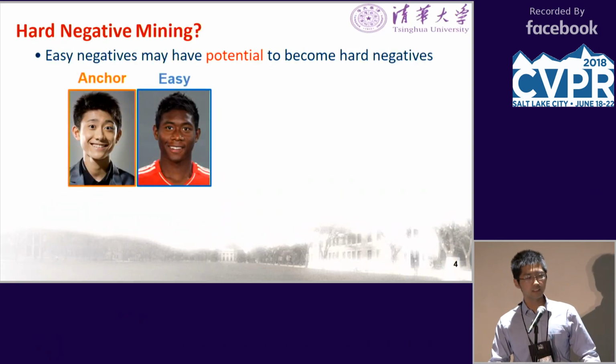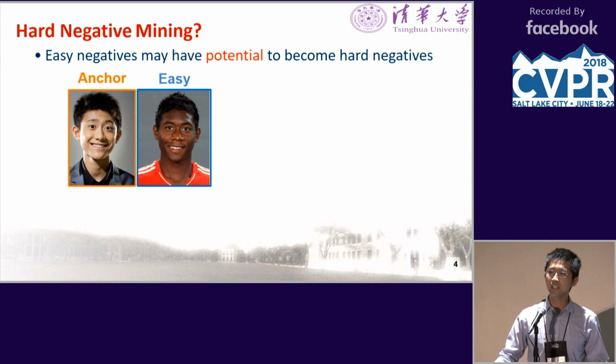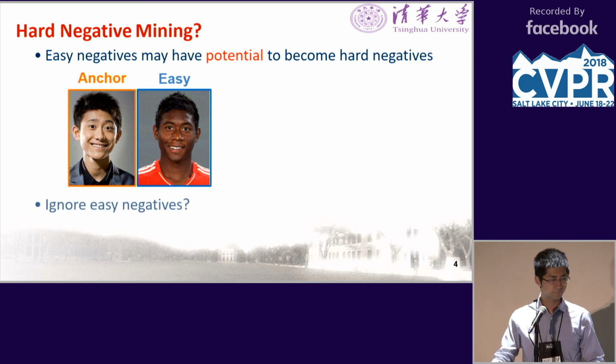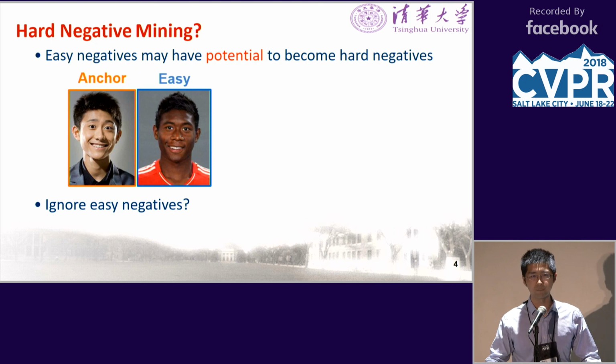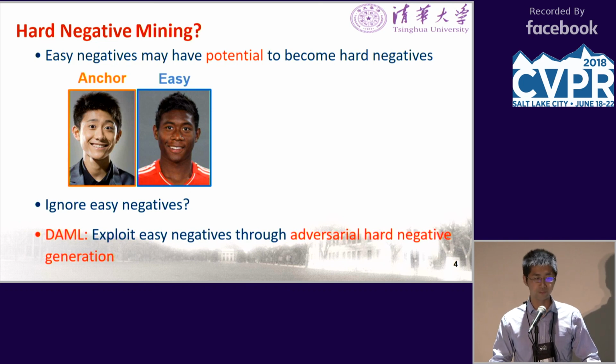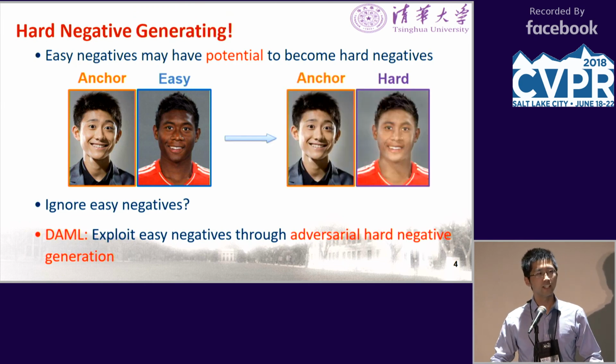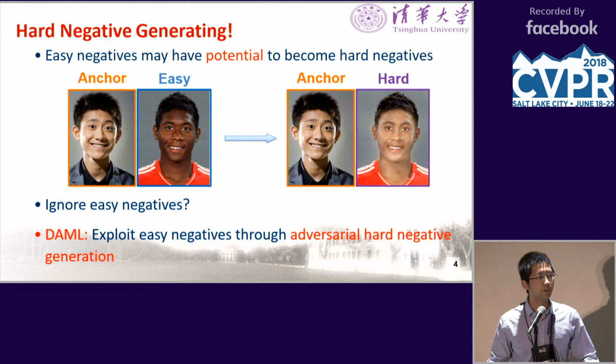In this paper, we discuss that some easy negatives may have the potential to become hard negatives. For example, we can easily distinguish these two faces from their skin colors as easy negatives, but they do have some similarities in their facial landmarks. So rather than just ignoring them as most hard negative mining methods do, we aim to exploit them through adversarial hard negative generation. With small changes, easy negatives may become very meaningful hard negatives.